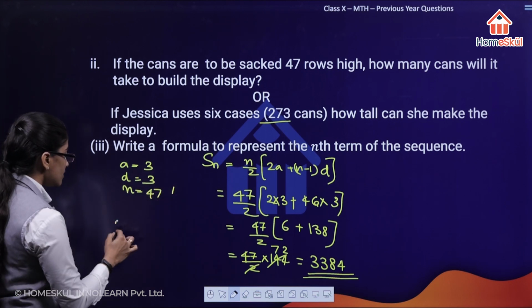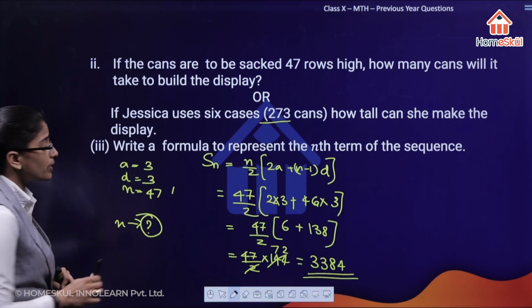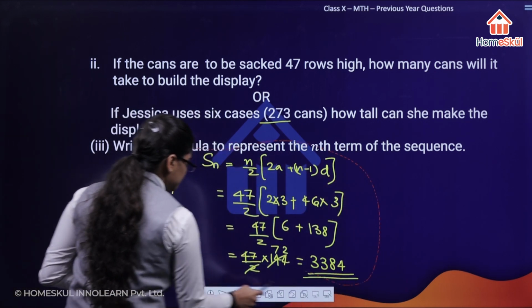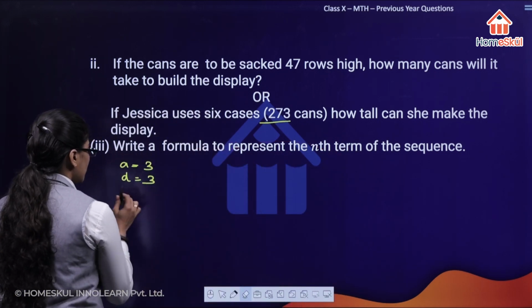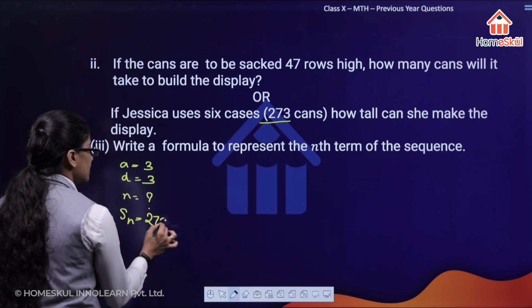There we need to find out what is the value of n. How tall can we make it, right? We need to find out the value of n, okay? So, we'll use the same formula. Here, in this scenario, we need to find out n and Sn is given, which is equal to 273.